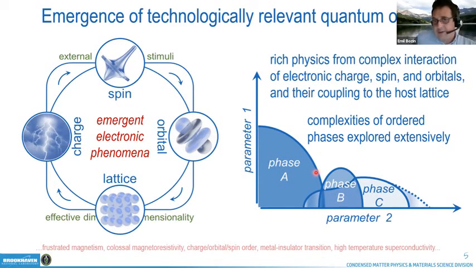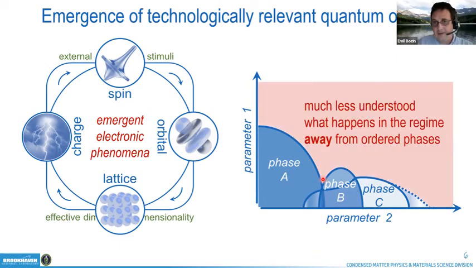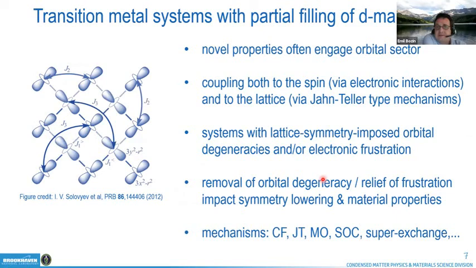And in principle, complexities of ordered phases are extensively explored and to a large degree in many systems understood. However, proportionally less is known of what happens in the regime away from those ordered phases. In transition metal systems with partial filling of d manifolds, novel properties often engage the orbital sector, and this is significant because orbitals couple both to the spin and to the lattice.